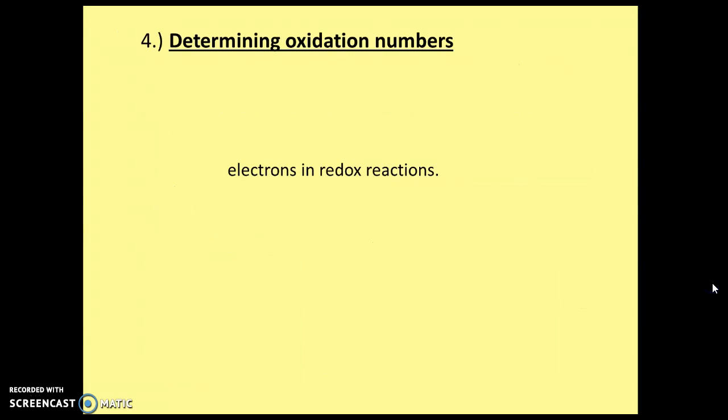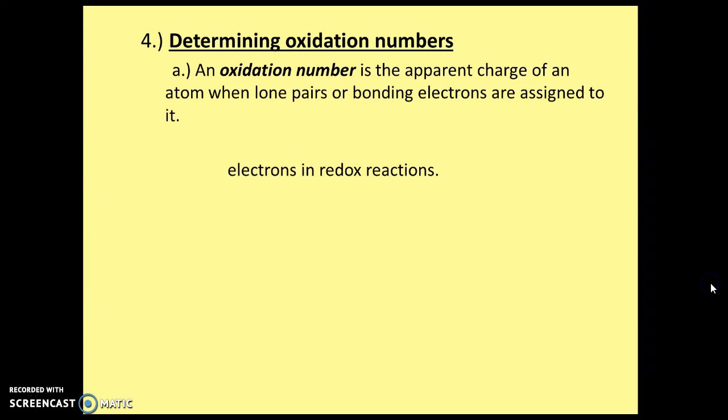First, determining oxidation numbers. We've talked about this in class, and we're going to talk about it some more. An oxidation number is the apparent charge of an atom when lone pairs or bonding electrons are assigned to it. We use oxidation numbers to keep track of electrons in a redox reaction, apparently where the electrons are. It's not always going to make perfect sense, but it's just a set of rules to let us figure out what's oxidized and what's reduced.